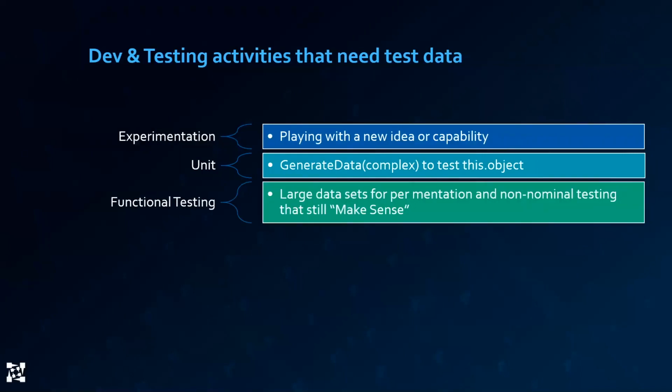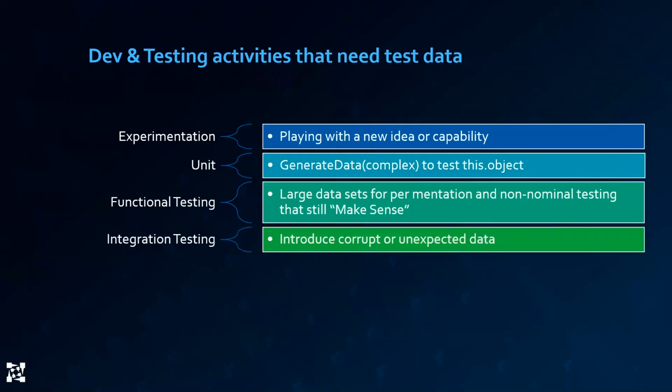As we move into functional testing, not only do we have to have the right data for particular objects, but we need to have also nominal and non-nominal testing. That's data that still makes sense, positive, negative, maybe data that has unexpected characters, things like that.